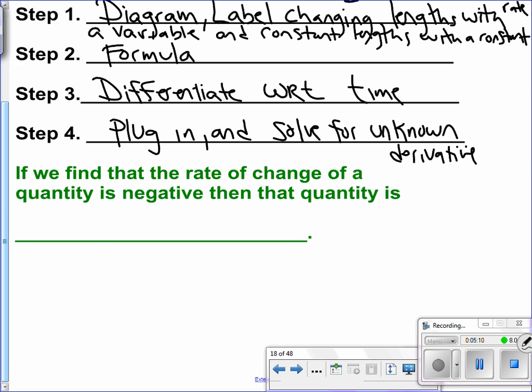So let's say you go through all this, you solve for your unknown derivative, and you get a negative answer. Does that mean you made a mistake? Now, what does it mean? Yeah, whatever that is, it's decreasing. That quantity is decreasing.